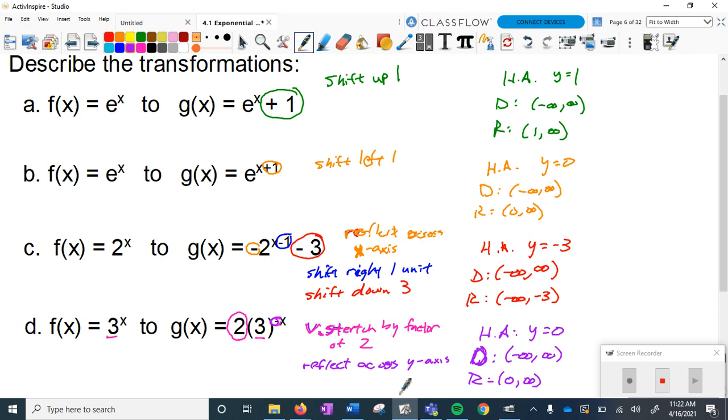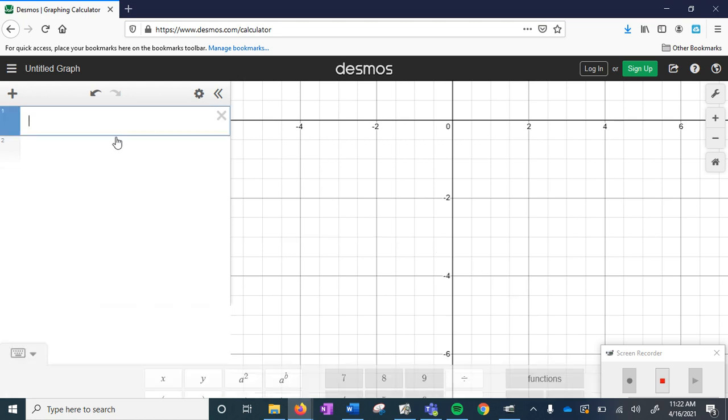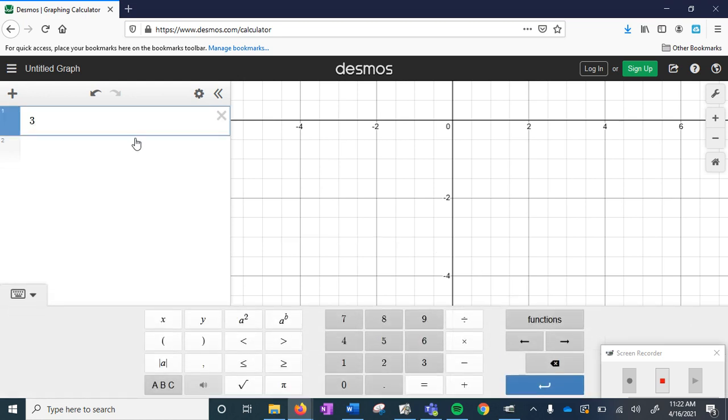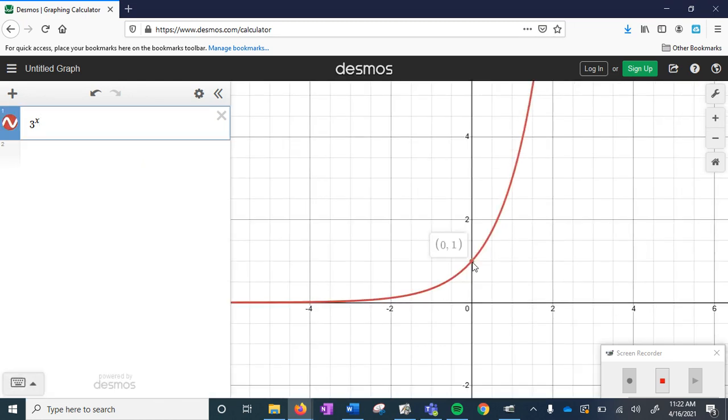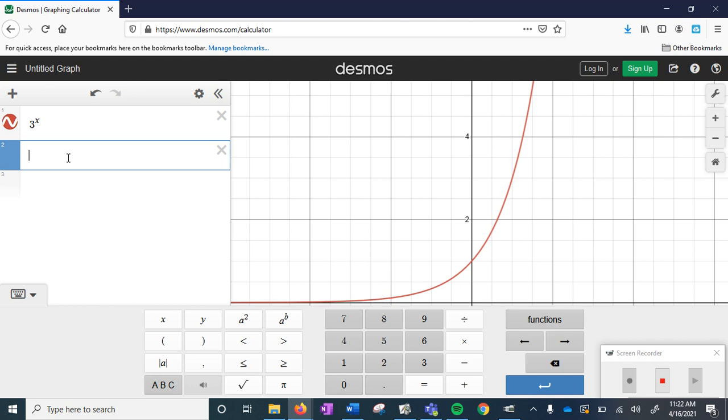Again, let's just use little Desmos here to verify what's going on. Okay, so we got 3 to the x originally. Okay, there it is. Let's get familiar with it. There's 3 to the x. Again, still 0, 1 is the y-intercept, because when you put in a 0, you're going to get a 1, because anything to the 0 power is 1. Now let's do all the changes.